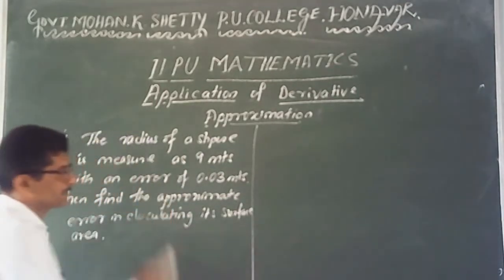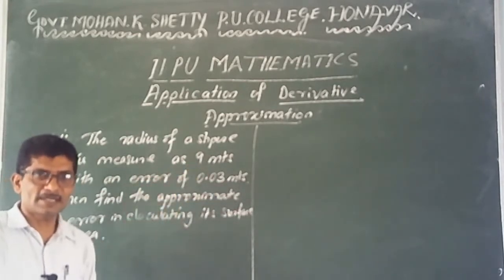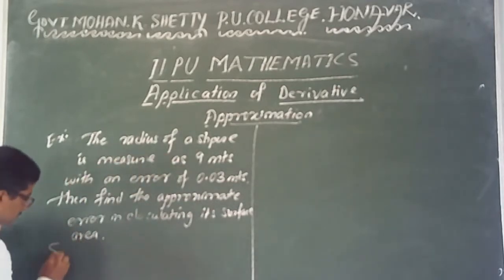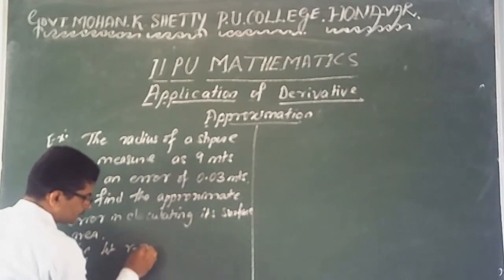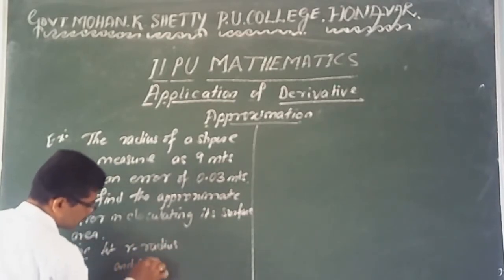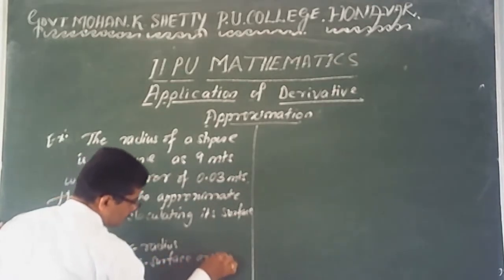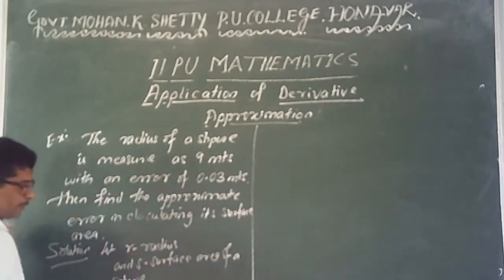In centimeters, 3 centimeters compared to 9 meters, 0.03 meter is negligible. Then find the calculating error of its surface area. Here also you can take solutions. Take R as the radius and S as the surface area of a sphere.